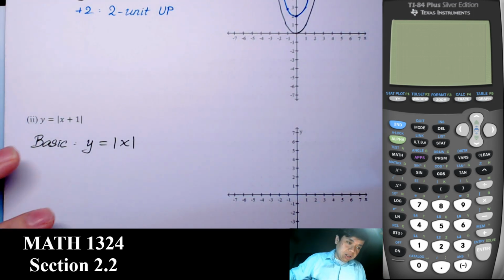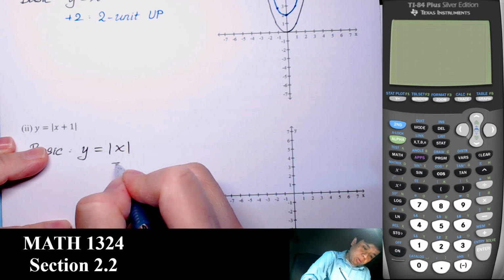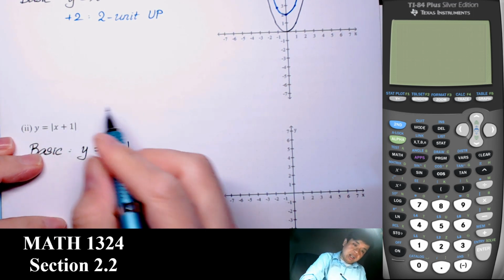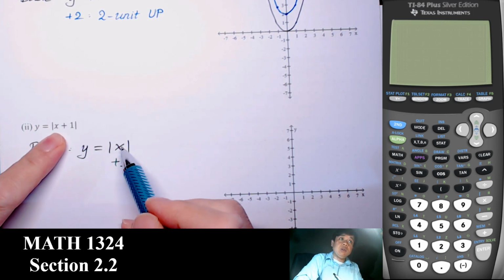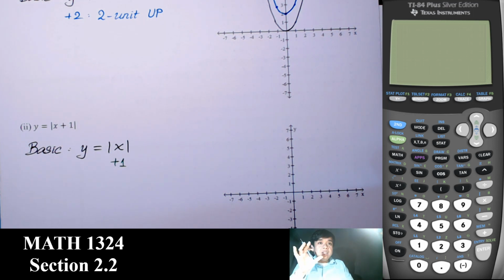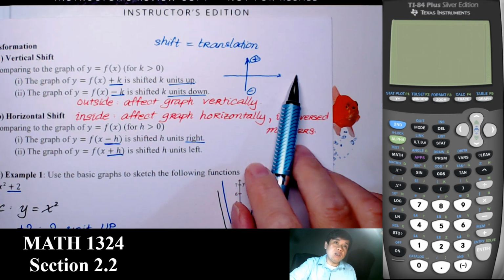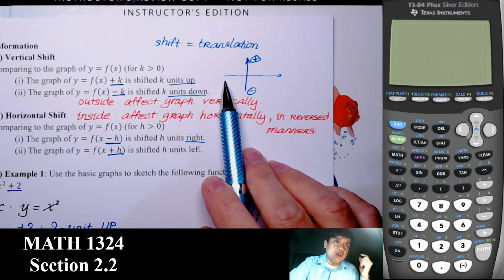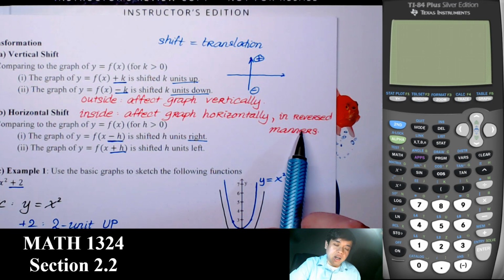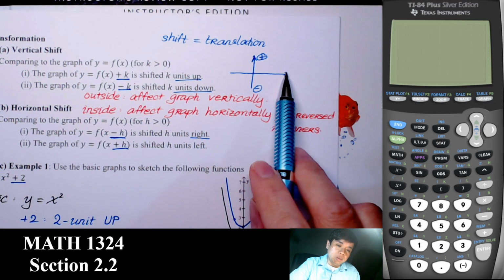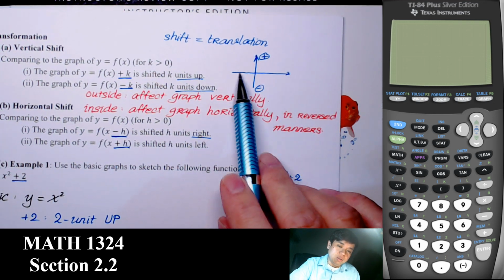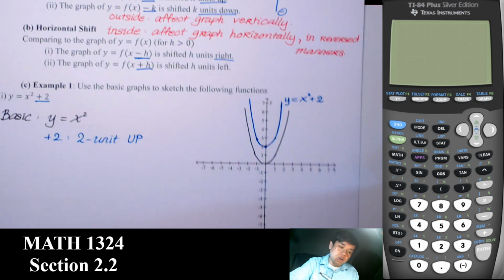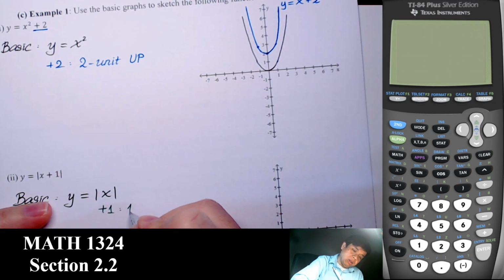So what we have is the plus 2, plus 1. Now it is inside of the absolute values, so next to x. So anytime we modify inside a function, that affects the graph horizontally in the reverse manner. Conventional wisdom says positive on the right, negative on the left, but it is reversed to what is normal. So positive on the left, negative on the right. So this is 1 unit to the left.